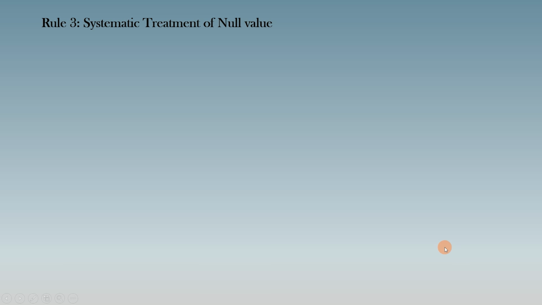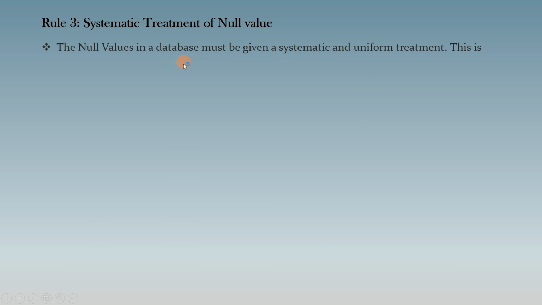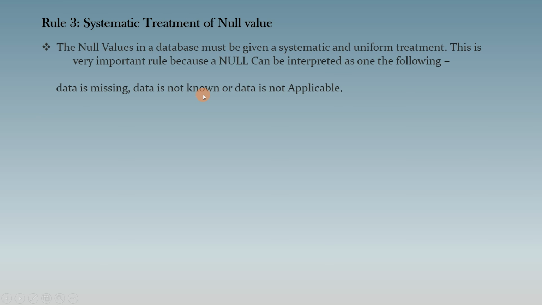Now rule number 3, semantic treatment of null value. The null values in database must be given semantic and uniform treatment. This is a very important rule because null can be interpreted as one of the following: data is missing, data is not known, or data is not applicable.